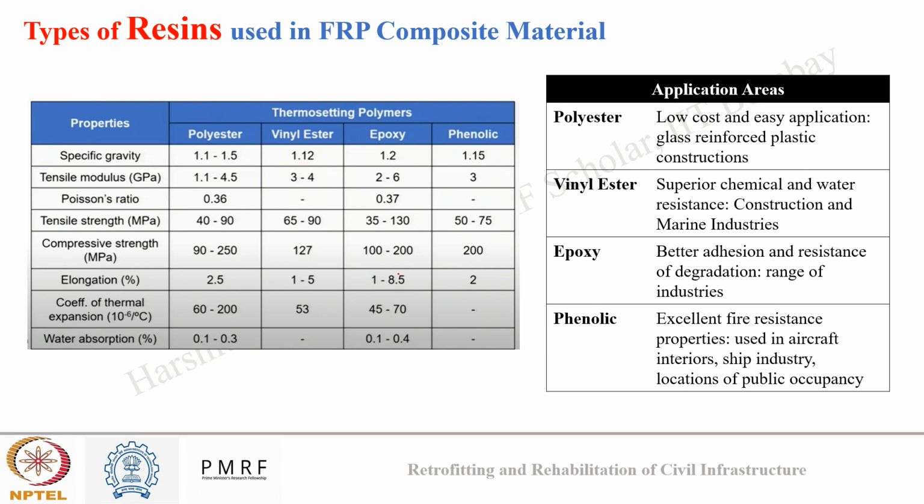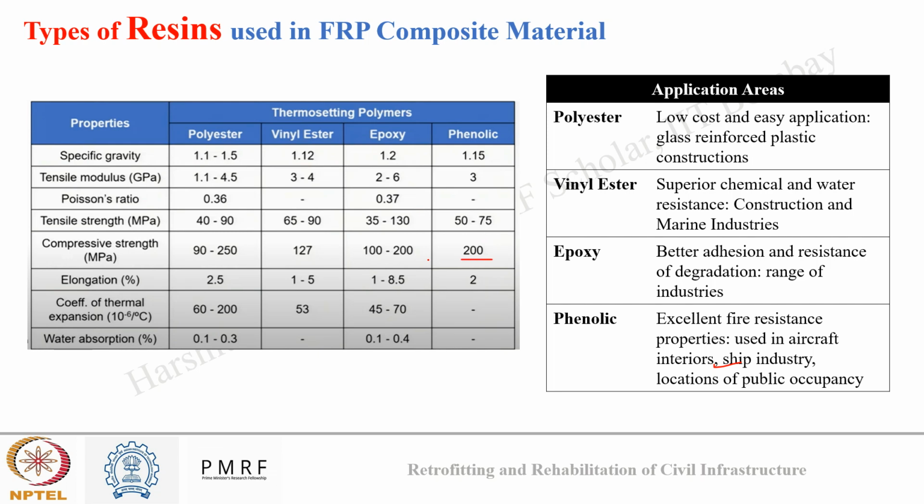Similar to the discussion in fiber, these tables show how properties of some commonly used resins compare with each other. So here we are talking about polyester, vinyl ester, epoxy, and phenolic polymers, thermosetting polymers. As we can see, phenolic resins have higher compressive strength.